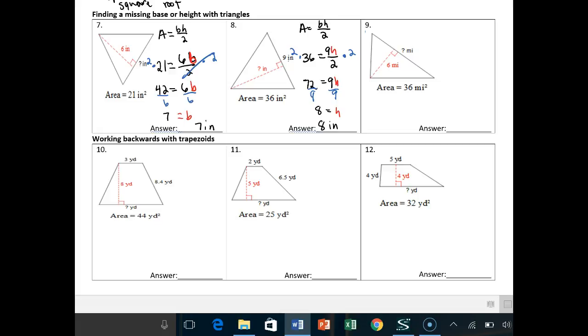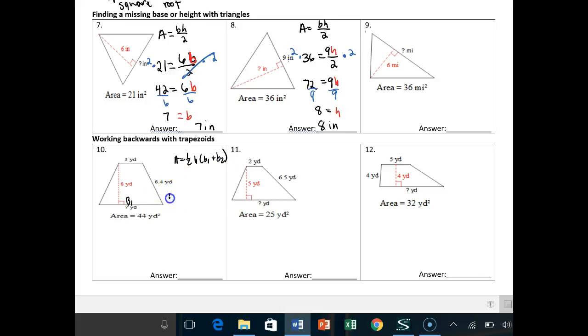Finally, working backwards with trapezoids, probably the hardest one. So let's go ahead and first I say on trapezoid, label what you're missing. On this one, you're missing B1. So your area for a trapezoid is equal to 1/2 the height times base 1 plus base 2, right?